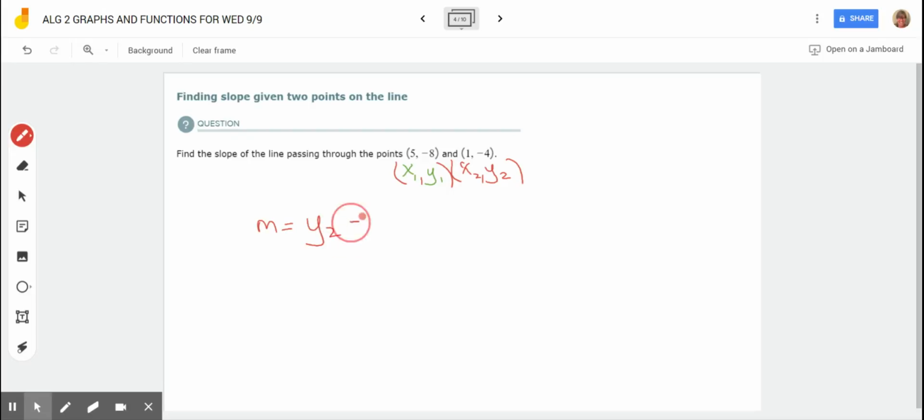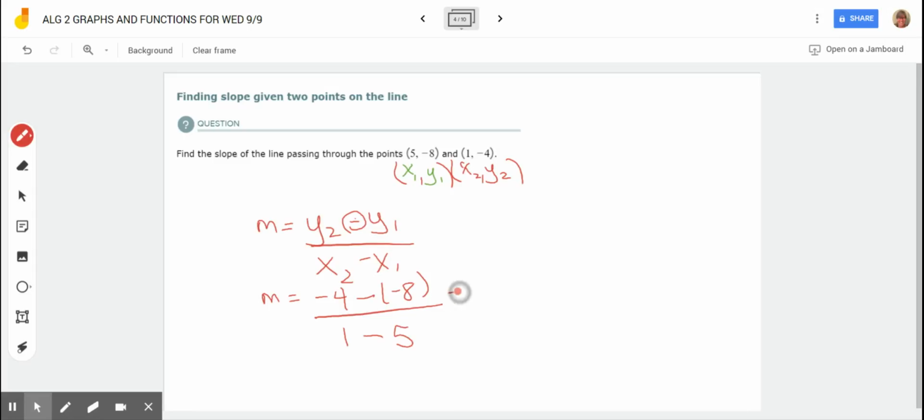M is equal to y2 minus y1 over x2 minus x1. I highly recommend you keep writing that formula until it's in your brain and memorized. It is a formula that needs to get memorized. So y2, negative 4 minus, that's part of the formula, okay, minus negative 8 over 1 minus 5, x2 minus x1. And this becomes, again, when you have a negative times a negative, it's a positive. So it's negative 4 plus 8, which is 4 over negative 4, or negative 1.